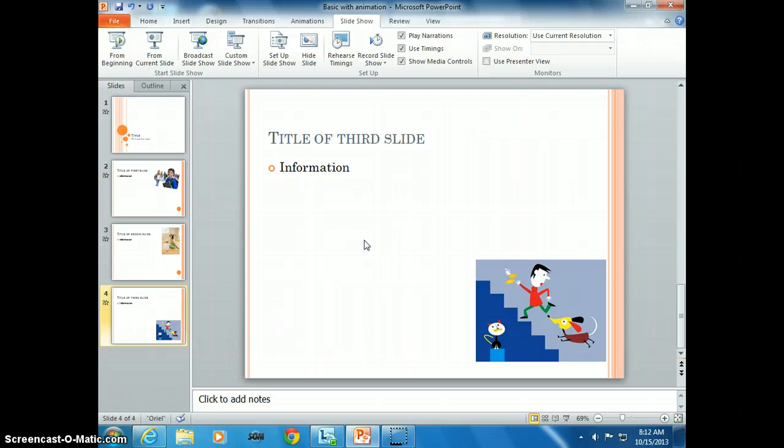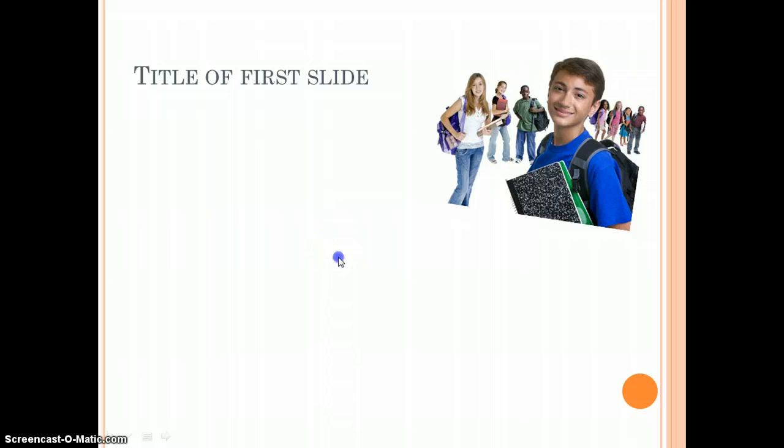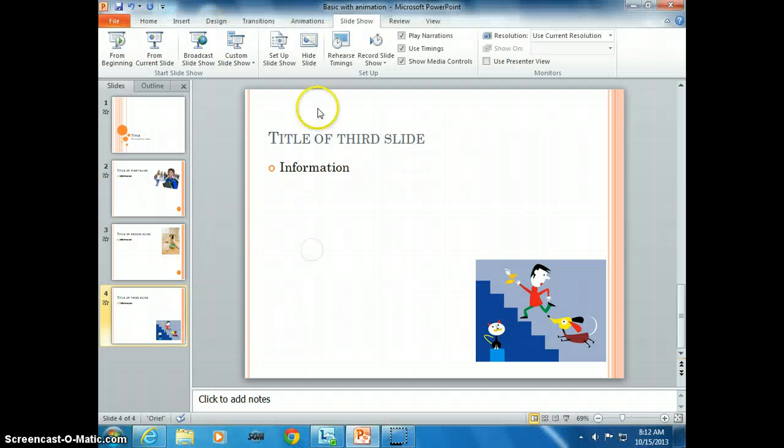Okay, so the next thing that people like to do is instead of animating just the text and the pictures, they like to animate the whole slide. So for example, when this slide came up, it was just bam, there's the slide. Bam, next slide. Bam, next slide. And again, next slide. Nothing fancy for the slide transitions.